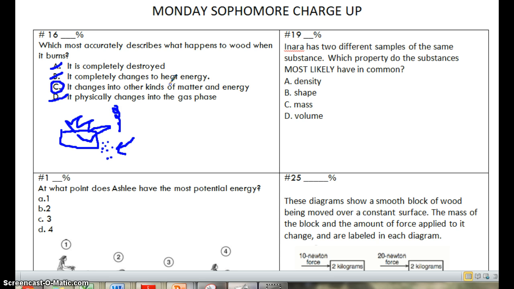For the next one, this was probably the most tricky one on the benchmark, I think. If we had two samples of the same substance, so let's say we had 2 pieces of aluminum foil, that foil was not going to have the same shape. It's just a random piece of tin foil. It's not going to have the same mass. One might be bigger than the other, and it might not have the same volume. But they're both going to have the same density. That foil ball is either going to float or sink based on how packed the material is.